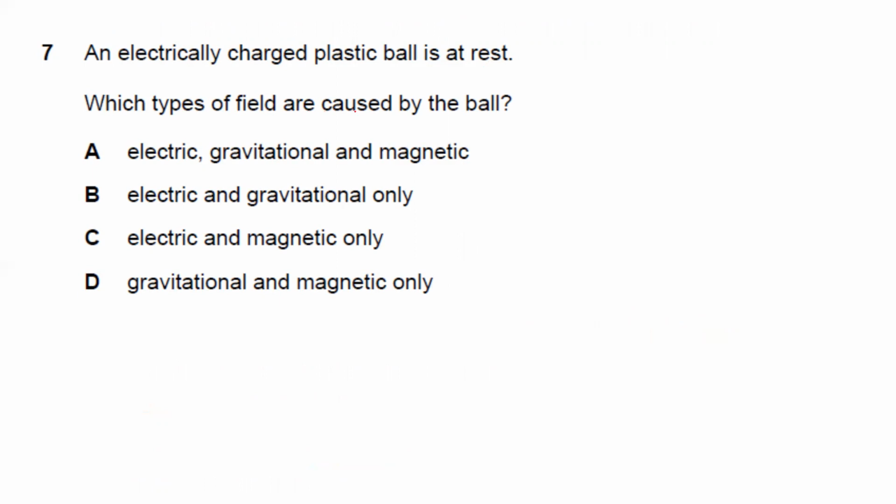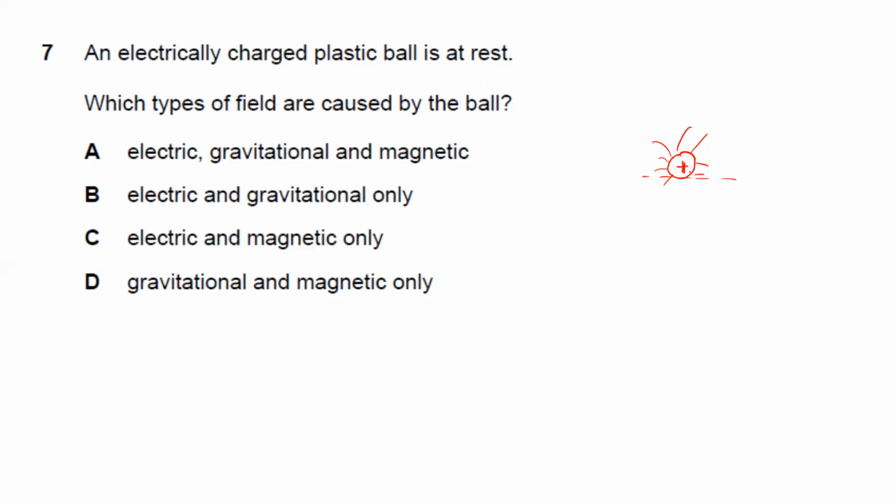What type of fields are caused by the ball? Remember, say this is a ball, and it is charged, so we call it positively charged. So electric fields are caused by this ball. And this ball consists of some mass. So any massive object will exert some sort of gravitational force.